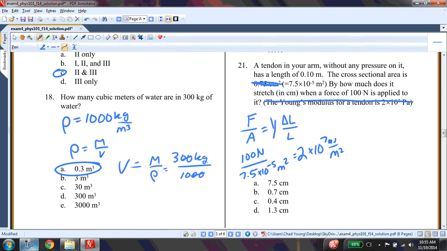Let's see. So that's my Young's modulus, 2 times 10 to the 7th newtons per square meter. Delta L, that's what I want to know. How much does it stretch? The original length was 0.1 meters, 10 centimeters. So you have this tendon in your arm. It's 10 centimeters long, and I want to know how much it stretches. So I have 100 divided by... I get 0.007 meters. That's delta L. But I want it in centimeters, notice. In fact, that's not an option here. So to get it into centimeters, I move it over twice. So it's 0.7. So 21 is B.